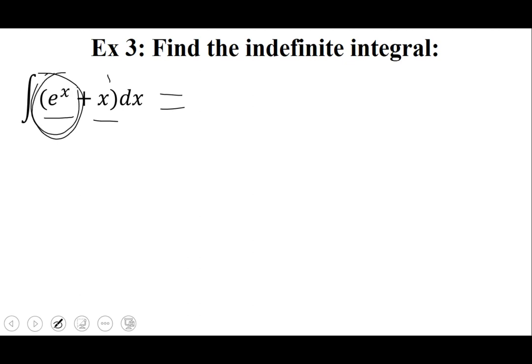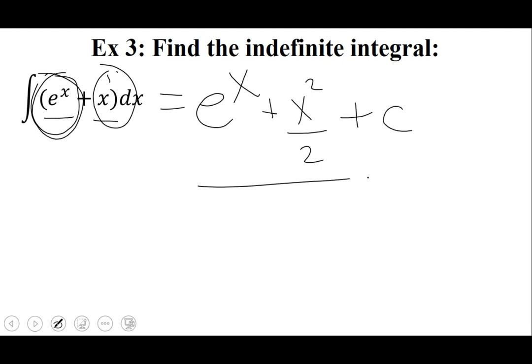So how do you integrate just e to the x? Well, that just becomes e to the x. How do you integrate x to the first? Remember our old friend, the power rule? You're going to raise x to the 1 higher power, which is 2, divided by that power, which is 2. And remember, you could also write that as half. And then, of course, don't forget all these problems need a plus c.